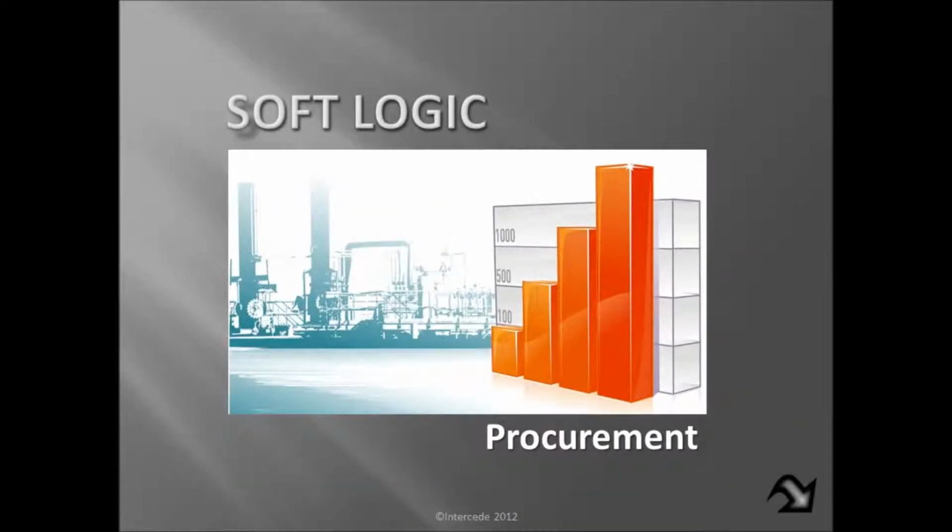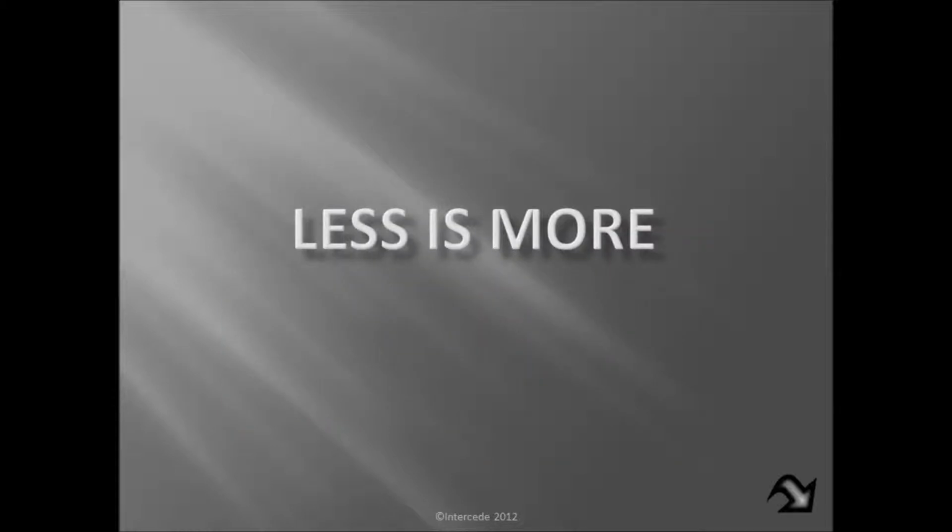Welcome. This is the second installment of a three-part series on the application of soft logic to engineering, procurement, and construction projects in the oil and gas industry. The objective of soft logic is to simplify your schedule. So the operative words here are less is more. What we're trying to do is take a lot of extraneous data that might otherwise be on the schedule and take it off schedule and control it in something more appropriate like a spreadsheet or a database.